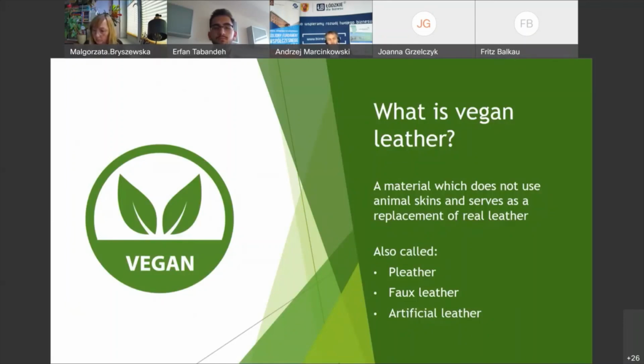Our material is a type of vegan leather. So before we begin, I would like to briefly explain this term. Vegan leather is a leather-like material which doesn't use any real animal skins. Consequently, this material is cruelty-free and doesn't contribute to the suffering of animals, which normally have to be killed to obtain regular leather. This type of material is therefore favored by vegan people who are opposed to the killing of animals. Vegan leather also has a few other names: pleather, faux leather, or it can simply be called artificial or synthetic leather.